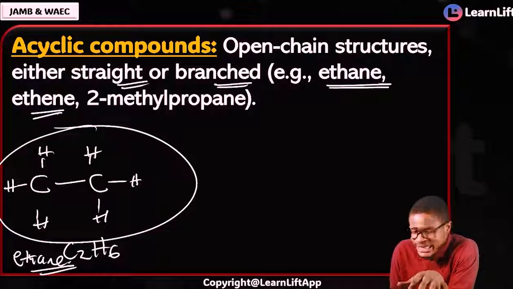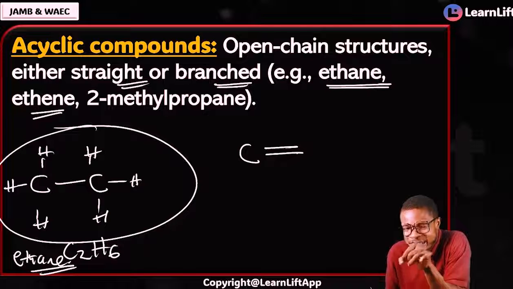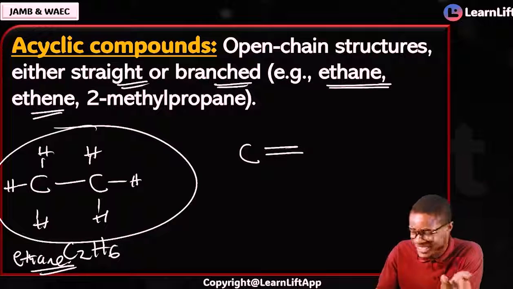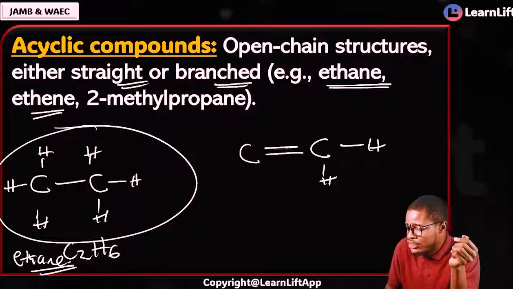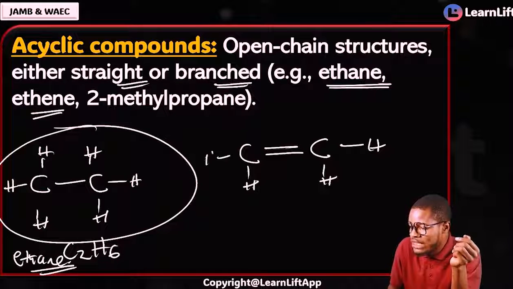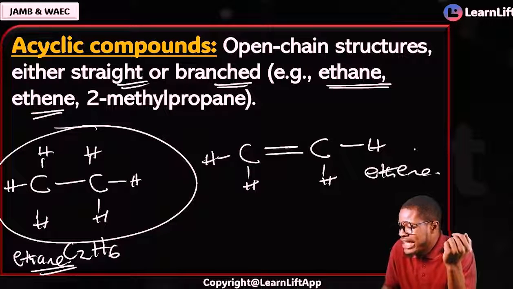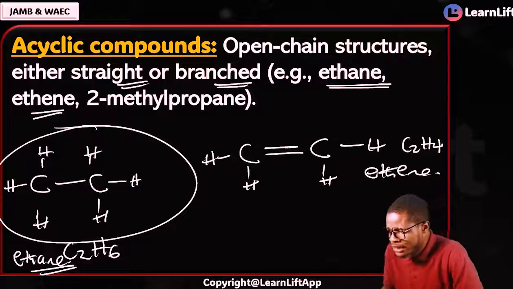Another example is your ethene. What is ethene? Ethene is carbon to carbon with a double bond. Ethane is single bond. Don't worry, I will teach you how to name it. Now, I have two hydrogens here, two hydrogens here, two hydrogens here, two hydrogens here, right? And the name of this structure is your ethene. Ethene is C2H4. Don't worry yourself. As you move, you learn all those things quickly.